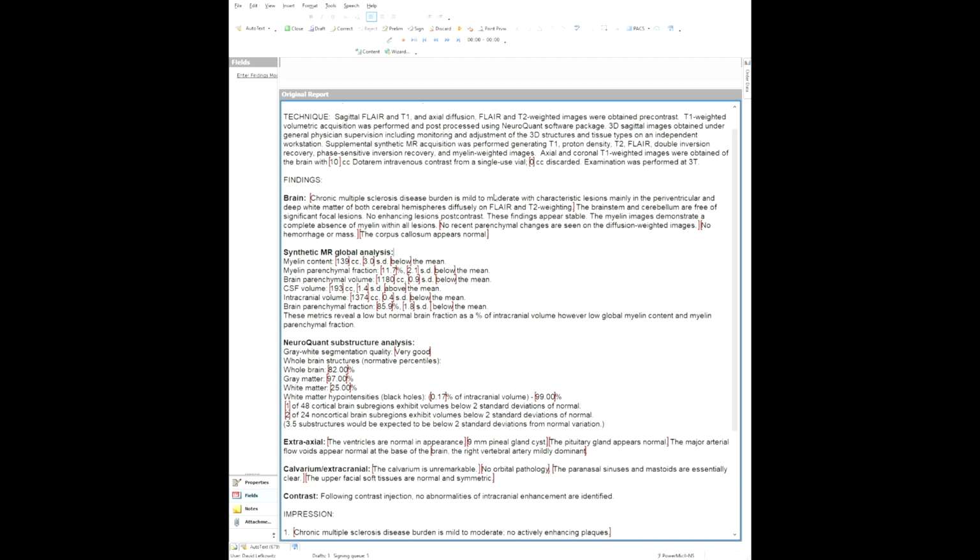How does this translate into a report? Here we have my description of the conventional images. Chronic multiple sclerosis disease burden is mild to moderate with characteristic lesions, mainly in the periventricular and deep white matter. The additional sentence characterizing its appearance on myelin states the myelin images demonstrate a complete absence of myelin within all lesions. Here we have the global analysis showing the 6 parameters with values and standard deviations. Notice that these are within fill-in fields to facilitate reporting. These are summarized in a single sentence at the end. These metrics reveal a low but normal brain fraction as a percent of intracranial volume, however low global myelin content and myelin parenchymal fraction.